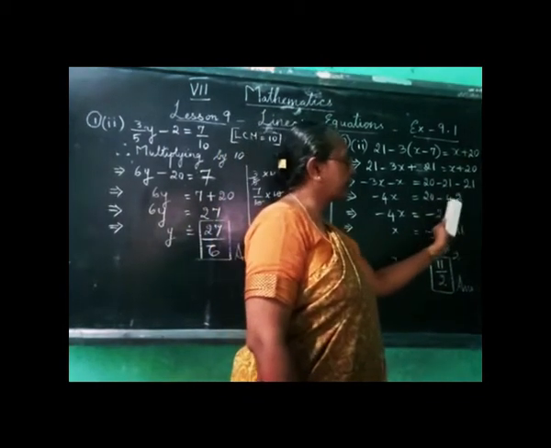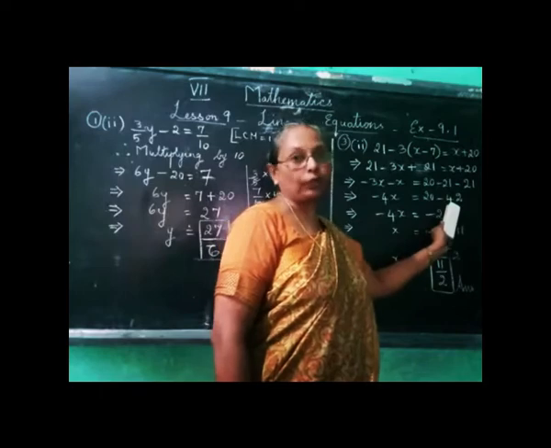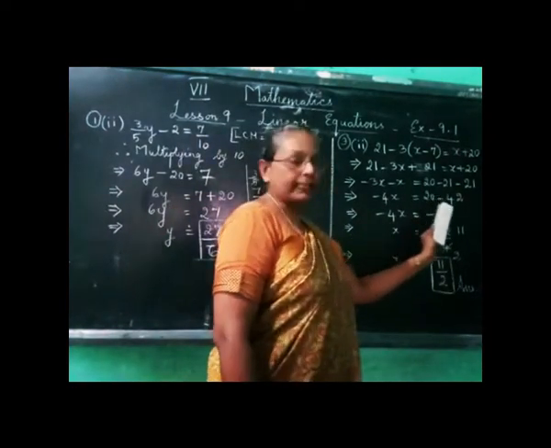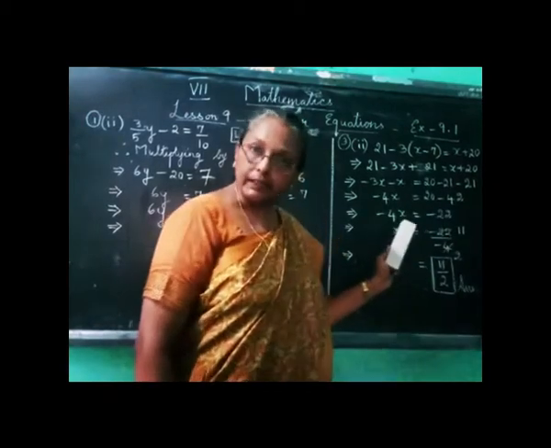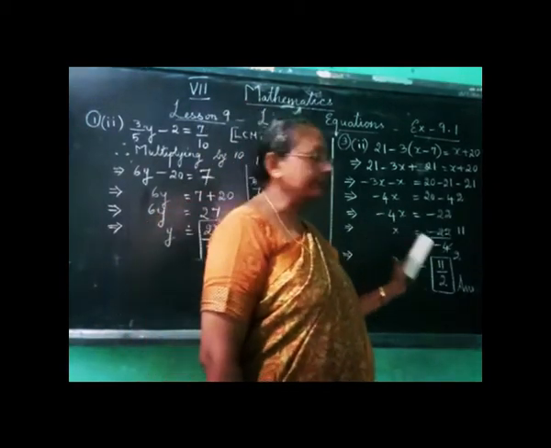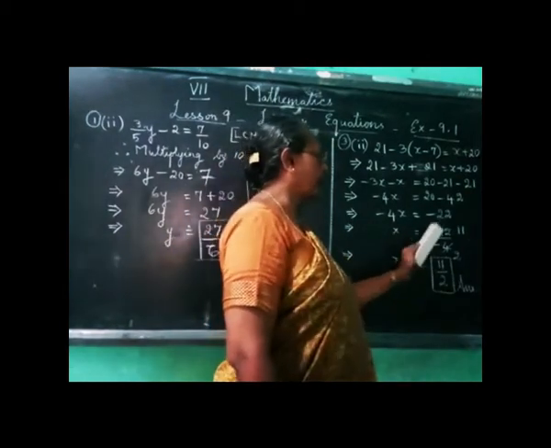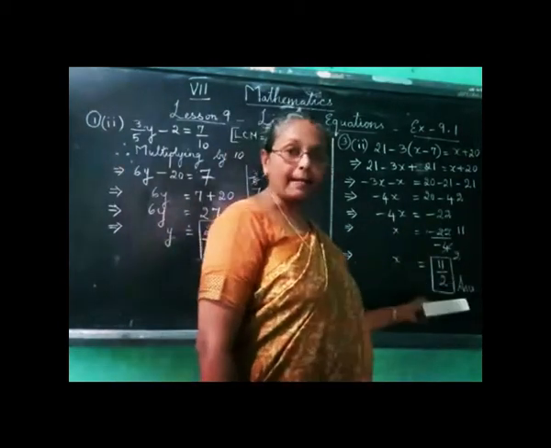And these two negative terms put together, we get minus 42. Then minus 4x is equal to, signs are different. We find the difference and then put the greater number's sign, which will be minus 22. Then x will be equal to minus 22 by minus 4.